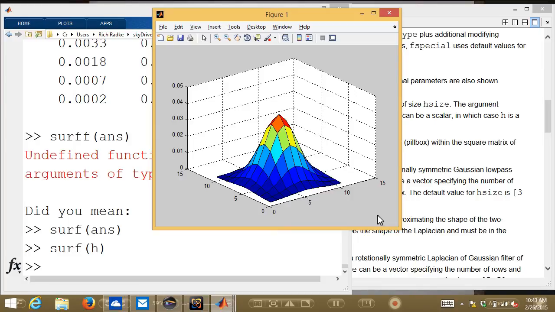So, comments or questions about this? So far I've been doing all this stuff with low-pass filters, right? But you could also do high-pass filtering. And so there are a couple ways of doing high-pass filtering.